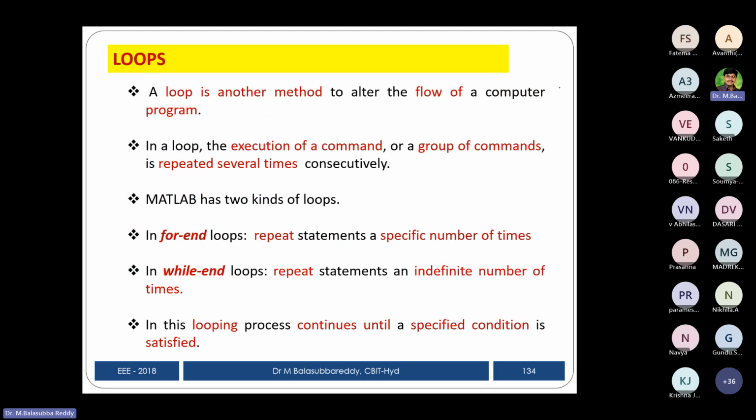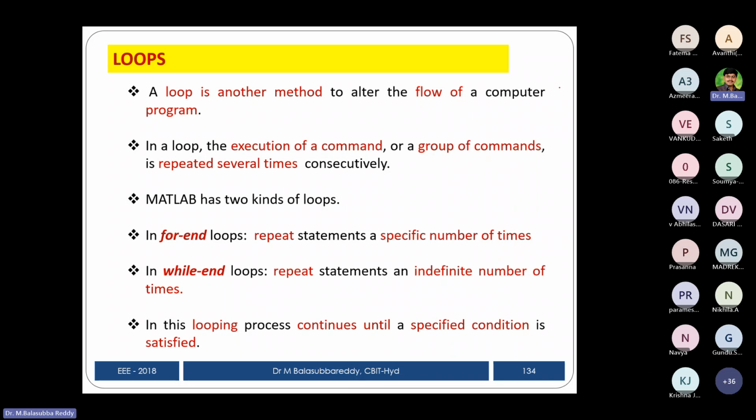Now we'll go to an important thing, the loops. So what is a loop here? A loop is another method to alter the flow of a computer program. Some portion of execution you need to do repeatedly, 10 times or 100 times, whatever it may be: execution of a command or a group of commands repeated several times. For that, we go for loops. There are two kinds of loops available, like the conditional statements I mentioned, if and switch case. Similarly, for loops we have two things: one is a for loop, another is a while loop.